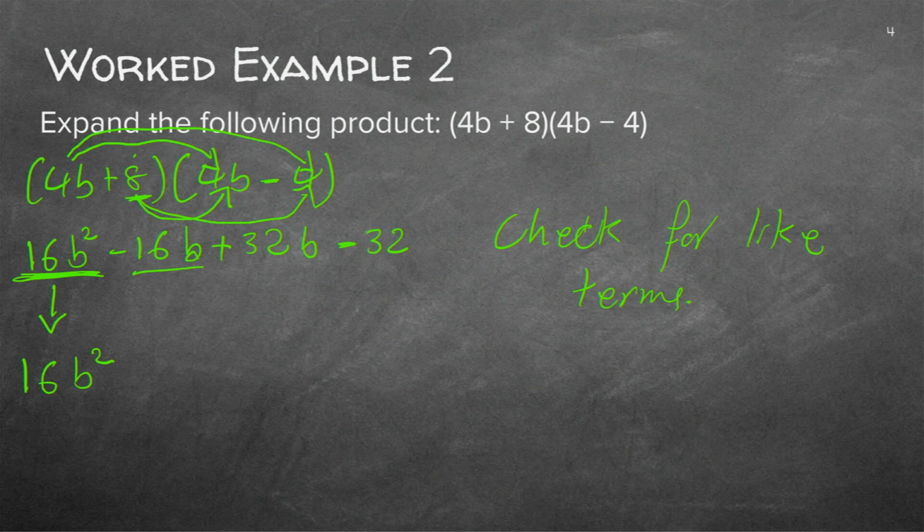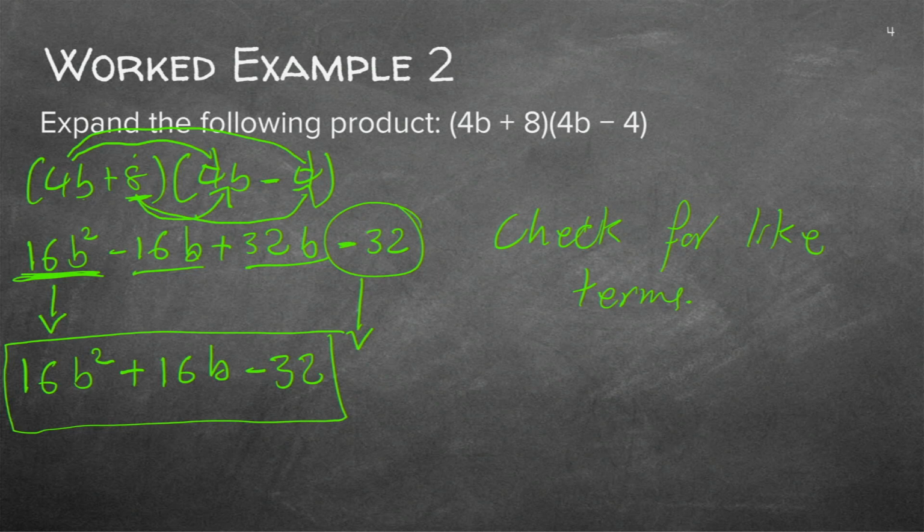And negative 16b and 32b, those are like terms because they both have the highest exponent as 1. So this is going to be plus 32, plus 16. This is going to be plus 16b. And I also check for 32. Do I have any other like term for 32? No. So I drop 32 as it is. So you're going to have minus 32. So there you have your answer.